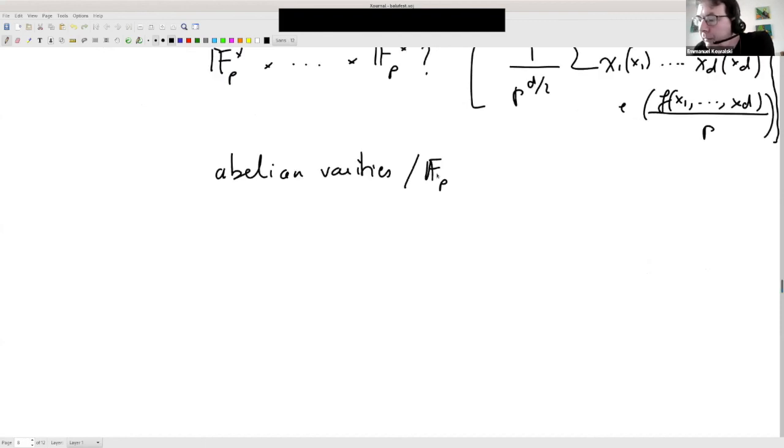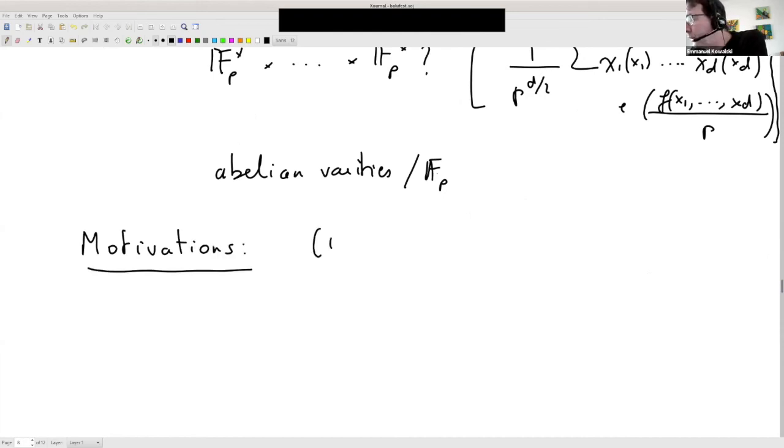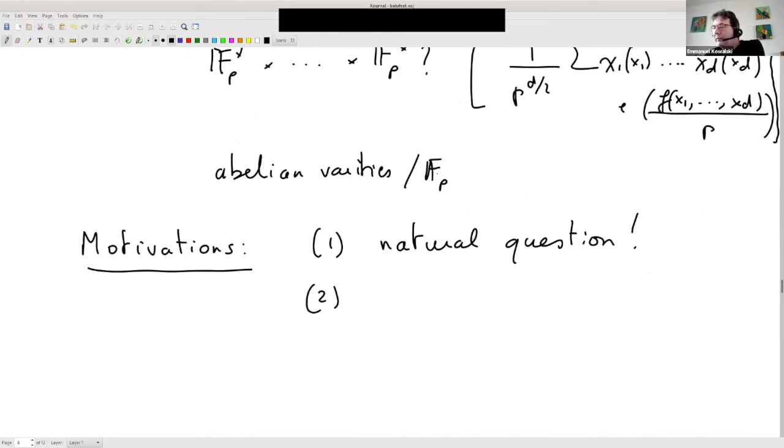So let me say what kind of motivations one can have. The first is that it's a natural question. And it's also, again, a question where you can do experiments numerically. If you do the experiments, you will observe, again, always the same kind of behavior, some kind of equidistribution, and always with the same kind of limits, which seem to be the traces of random matrices.